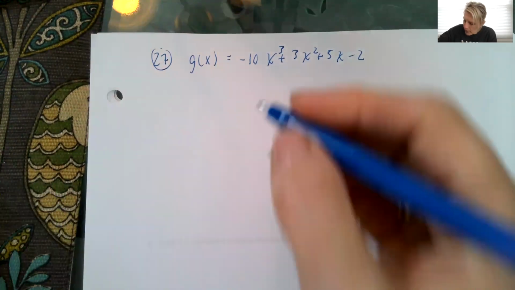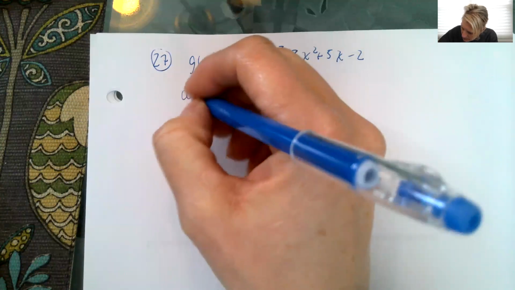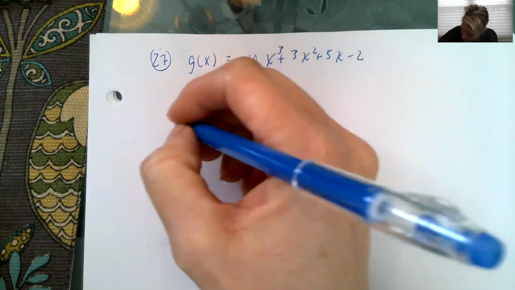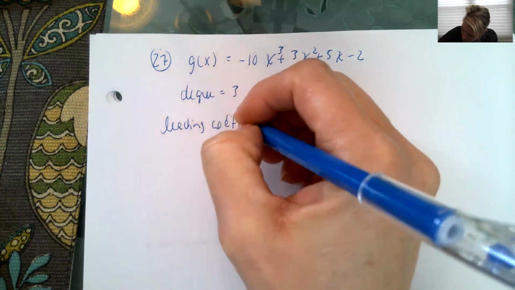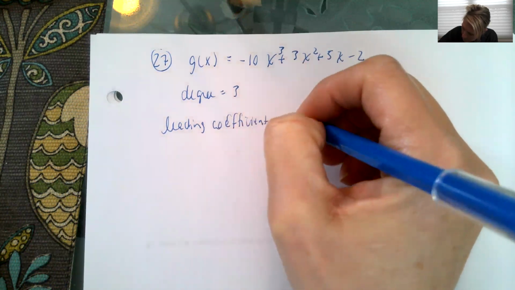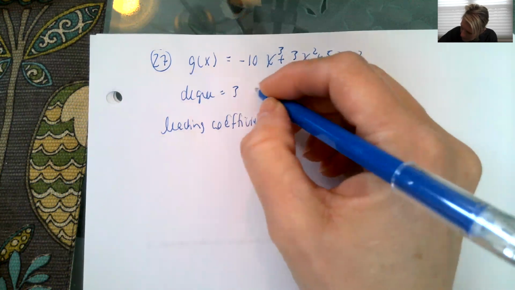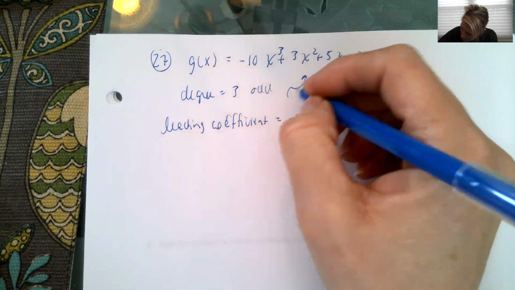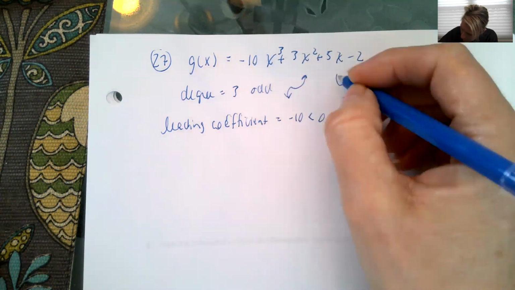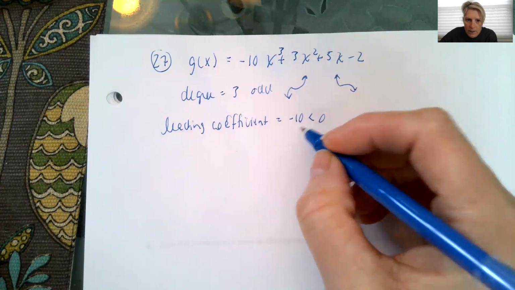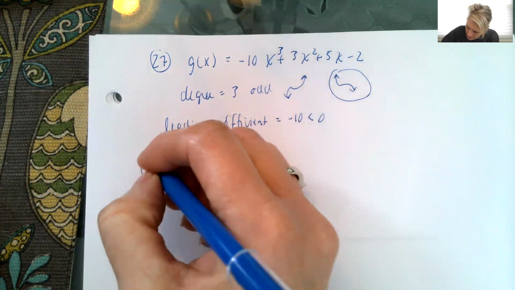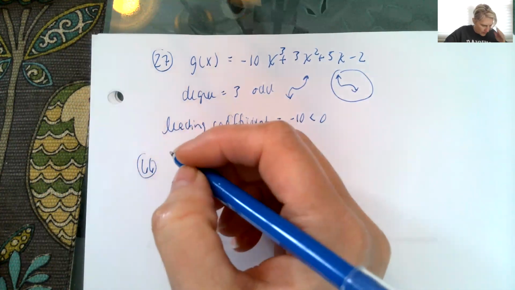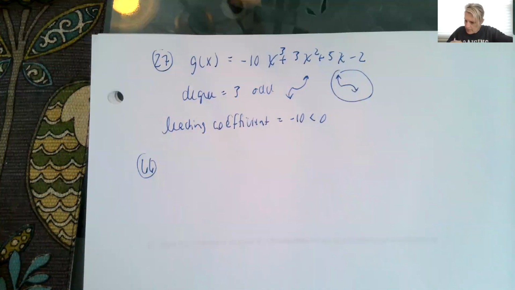So it's asking for end behavior. So again, we have our degree is equal to 3 and our leading coefficient is equal to negative 10, which is negative. So our degree is odd. So that means it's either going to be end facing up or end facing down. And because our leading coefficient is negative, it's going to end facing down. Isn't that so cool how we can tell that? So we're going to flip the page. We're going to go to some higher problems.